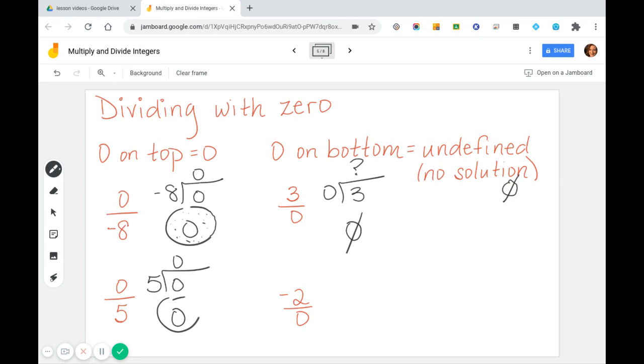Bottom and bad both start with B. That's the bad kind when you can't do it. Doesn't matter if it's positive or a negative. -2 divided by 0, 0's on the bottom. You cannot do it. If this had been written out with your little division symbol, this one would have had the 0 first. So 0 divided by -8 or 0 divided by 5.